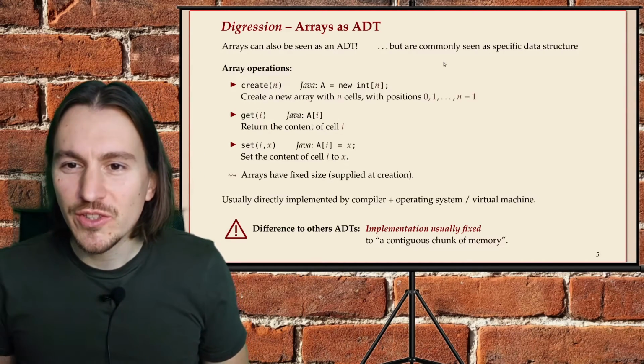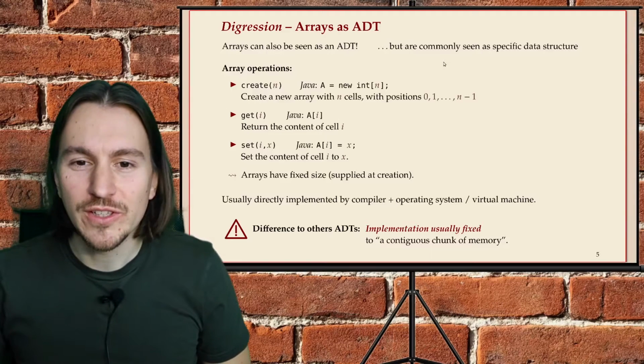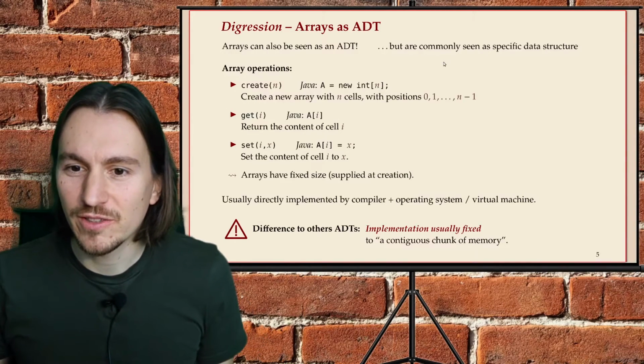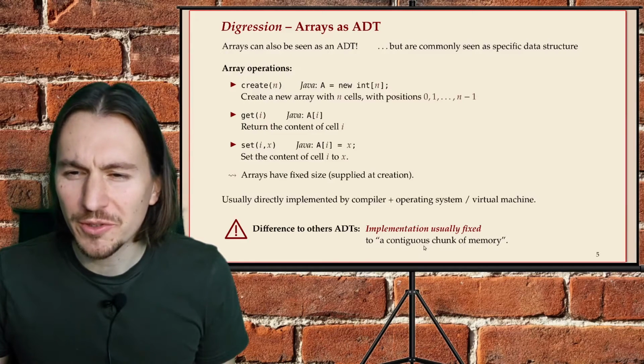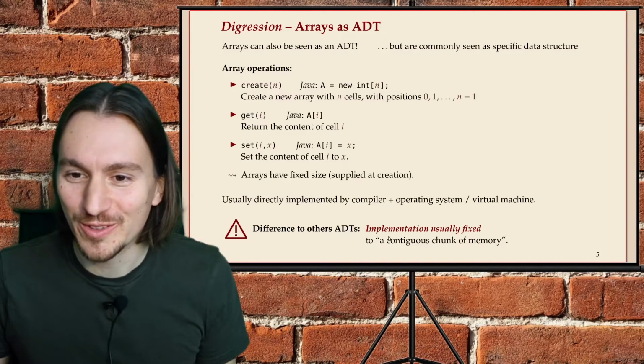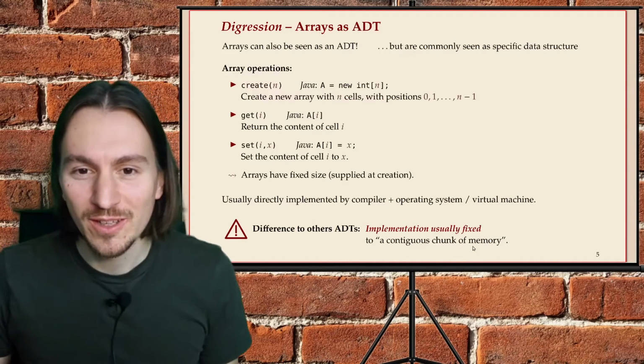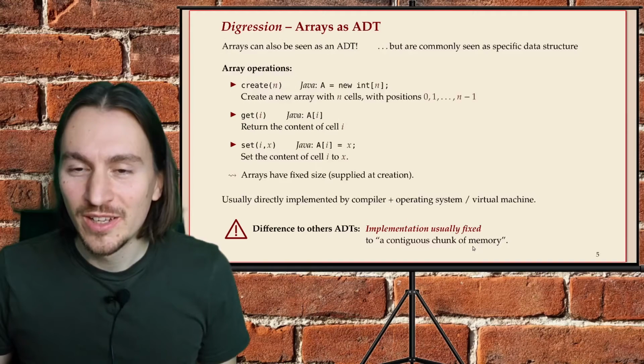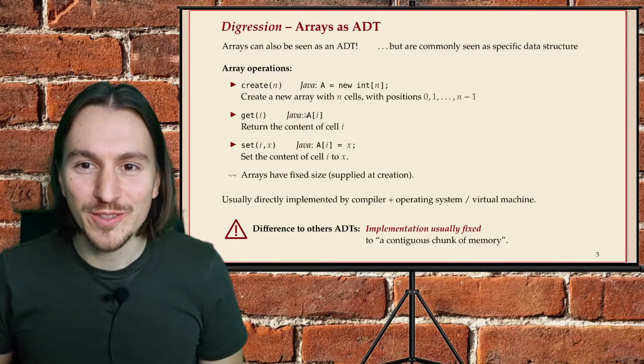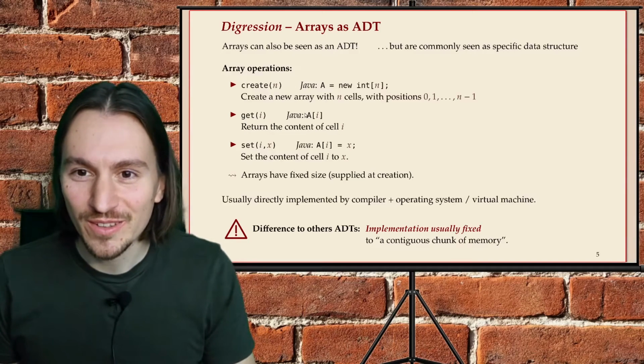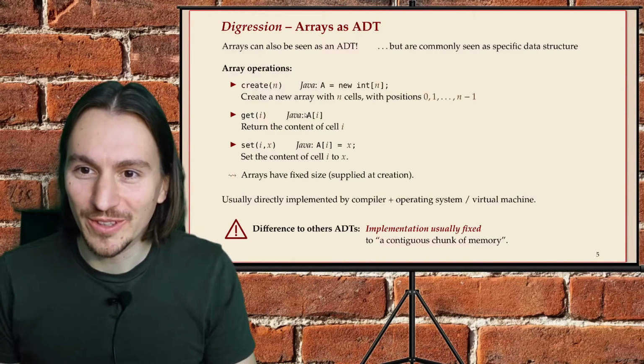Now, I would still say an array is usually not seen as an abstract data type, but rather as a fixed specific data structure, because I don't know of a programming language that uses arrays for anything other than a contiguous piece of memory. But maybe it's sometimes useful to think about these operations specifically. That is what makes an array, really.